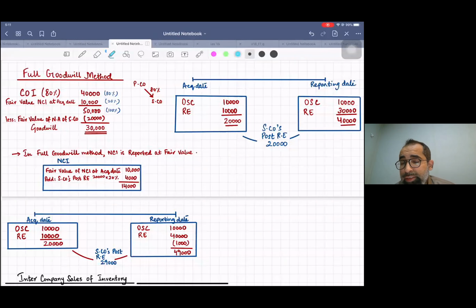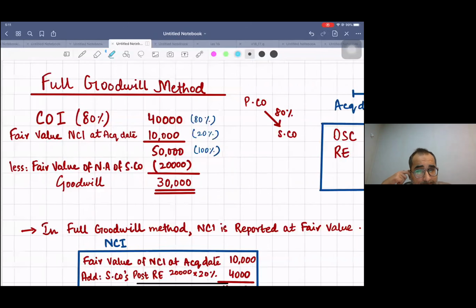Okay, this is the first characteristic, don't forget. Now, what's the formula? Look at here, I've just enlarged it so that you can watch it clearly. First of all, you will write cost of investment. Let's assume you have bought 80% shares of S company, so this is the 80% cost of investment. We are owners standing on one side, and on the other side NCI is also an owner of S company, and now we need to compute 100% goodwill.